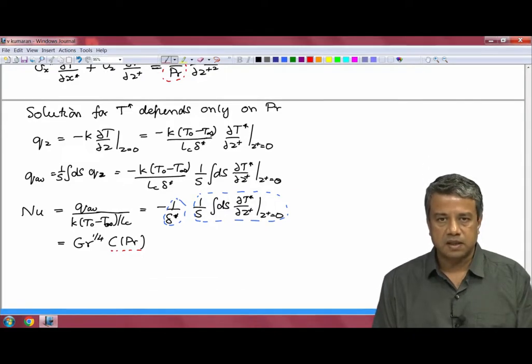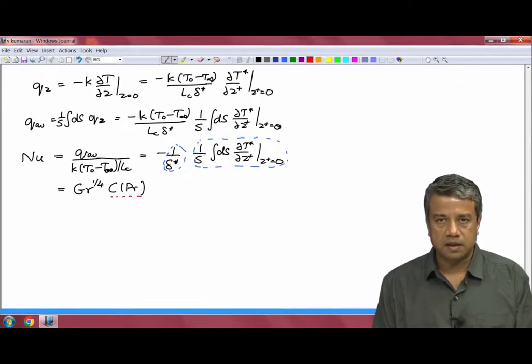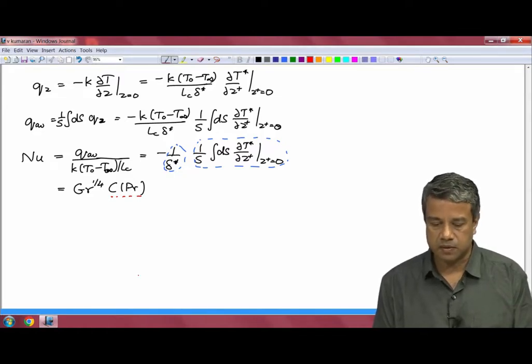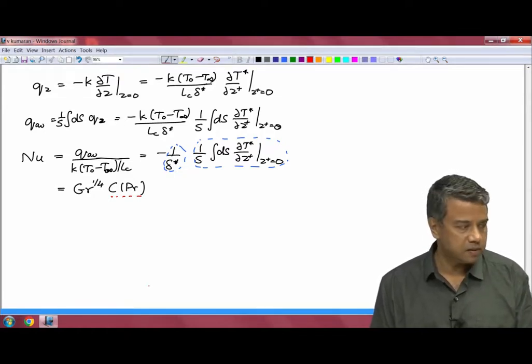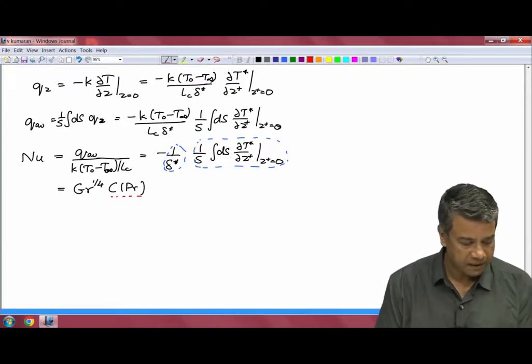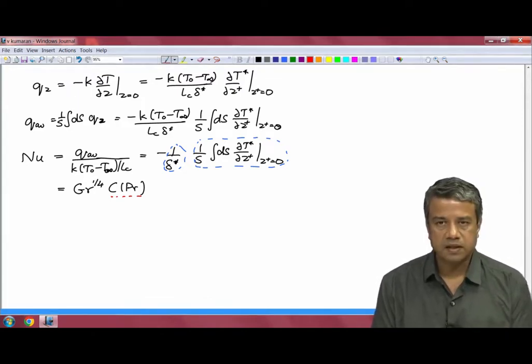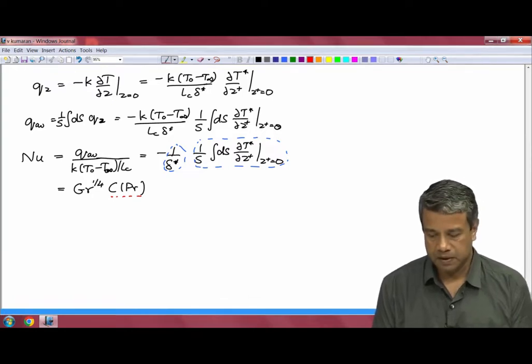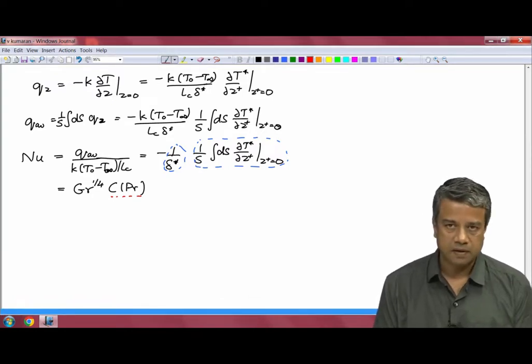So, just from scaling the equations, we get the result that the Nusselt number has to be Grashof number to the 1/4 power, because the boundary layer thickness is proportional to Grashof number to the minus 1/4 power. Therefore, the Nusselt number is proportional to Grashof number to the 1/4 power times a function of the Prandtl number. So, there is an unknown function of the Prandtl number here. Can we make this more definite? We can consider different cases.